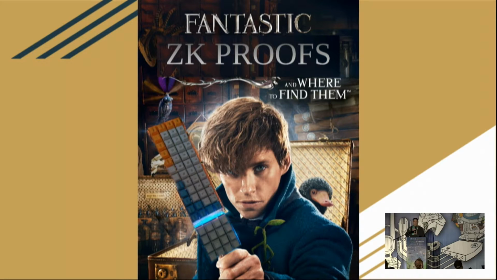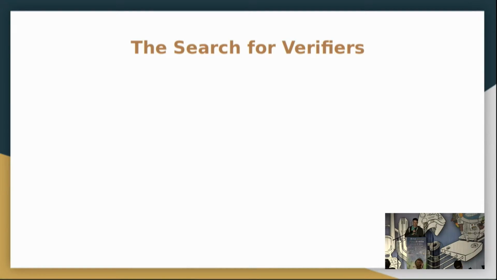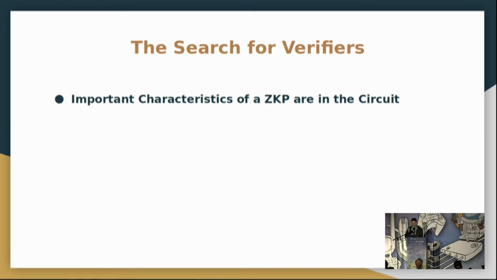So now that we know generally what they are, let's actually talk about where they are on chain and how you find them. And I did build this as well. So now, the search for verifiers. We are going to search for verifiers on chain. How are we going to do that? The important characteristics of a zero-knowledge proof are in the circuit.